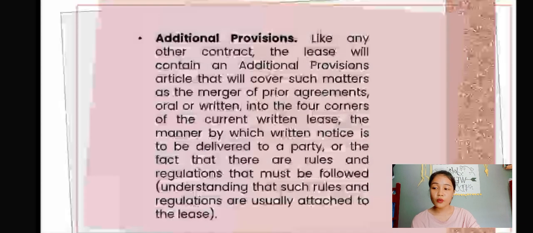So, next is additional provisions. Like any other contract, the lease will contain an additional provisions article that will cover such matters as the merger of prior agreements, oral or written, into the four corners of the current written lease, the manner by which written notice is to be delivered to a party, or the fact that there are rules and regulations that must be followed, understanding that such rules and regulations are usually attached to the lease.